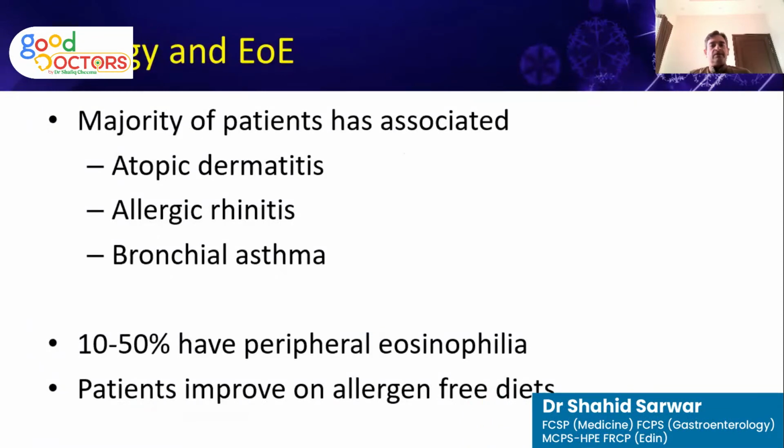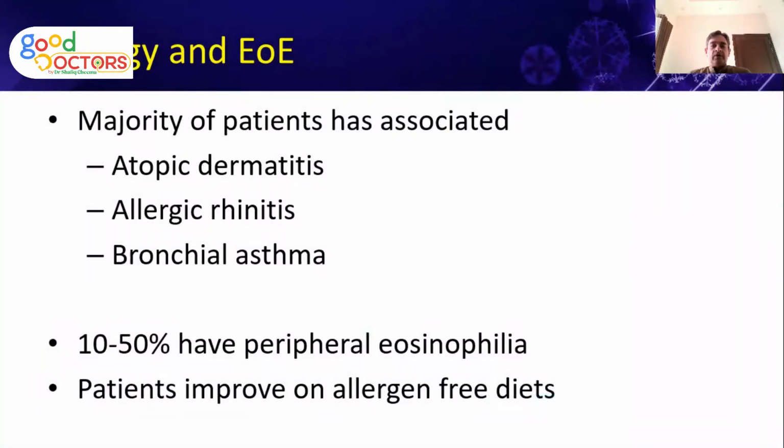An important thing in this disease is that the majority of these patients do have some associated manifestations of allergy like atopic dermatitis, allergic rhinitis, and bronchial asthma. Around 40–50% of patients will also have peripheral eosinophilia as well. And another thing which favors that this disease does have some allergic background is that the patients do improve on an allergen-free diet as well. So let's see.